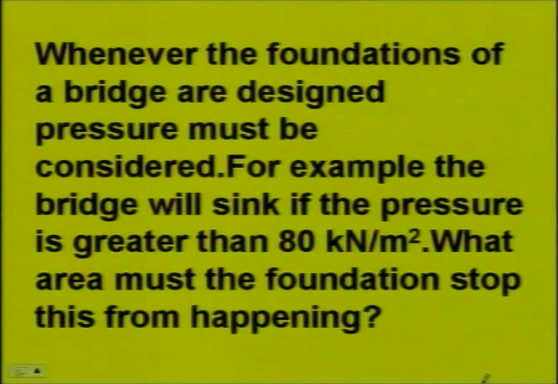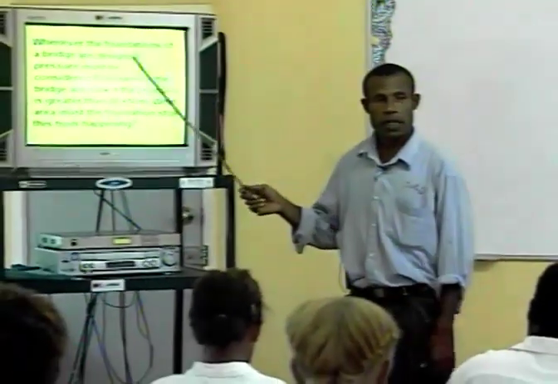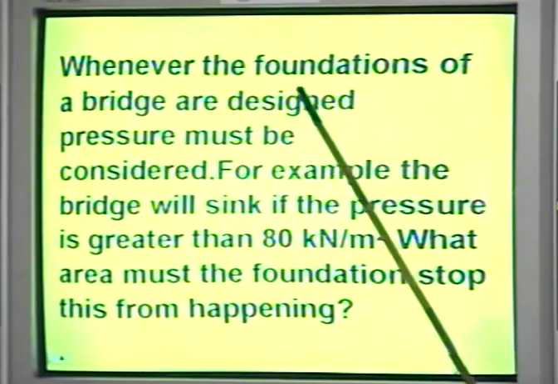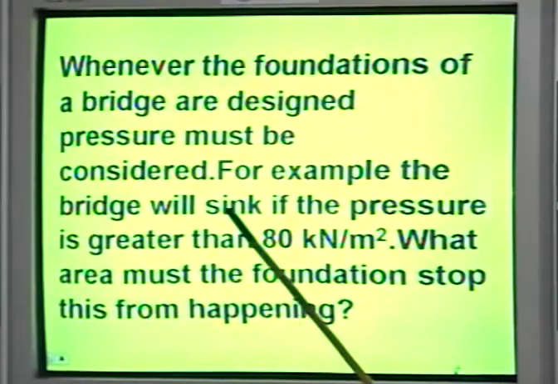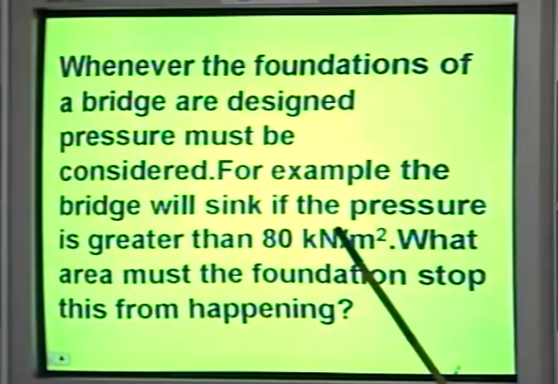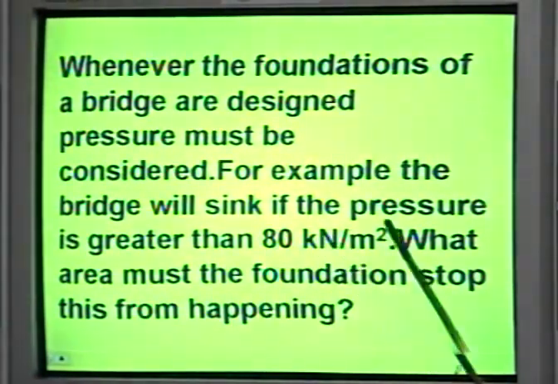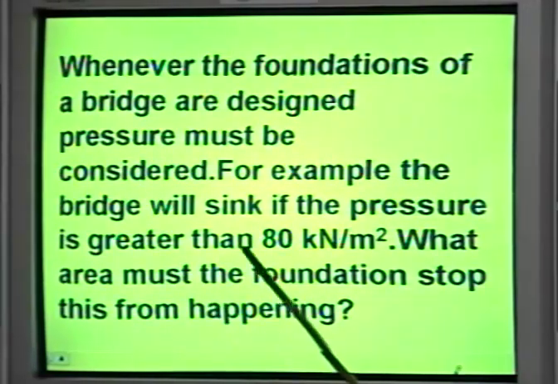All right, this is just an example. You don't need to have this information. I'll go through my explanation and then I will tell you which notes to copy. All right, for example, if foundations of this are being designed, or if engineers are trying to design one of these, what they must do is to consider if this bridge will sink, if the pressure is quite high. What area must the foundation have to stop this from happening?